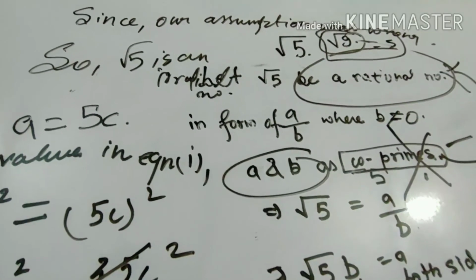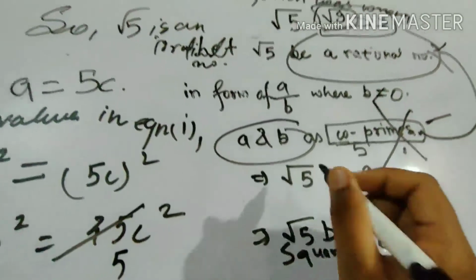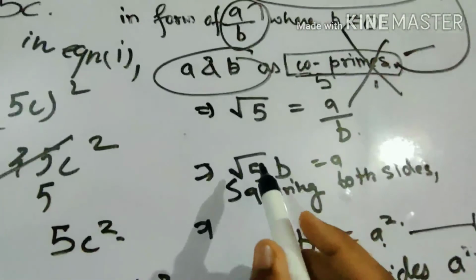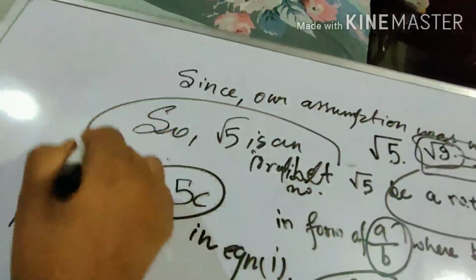So we can prove any irrational number. Just remember the concept. You have to take them as co-primes, square them and make a common factor. Again take a number which will eliminate the other value and make a common factor, thus contradicting our assumption and proving root 5 an irrational number.